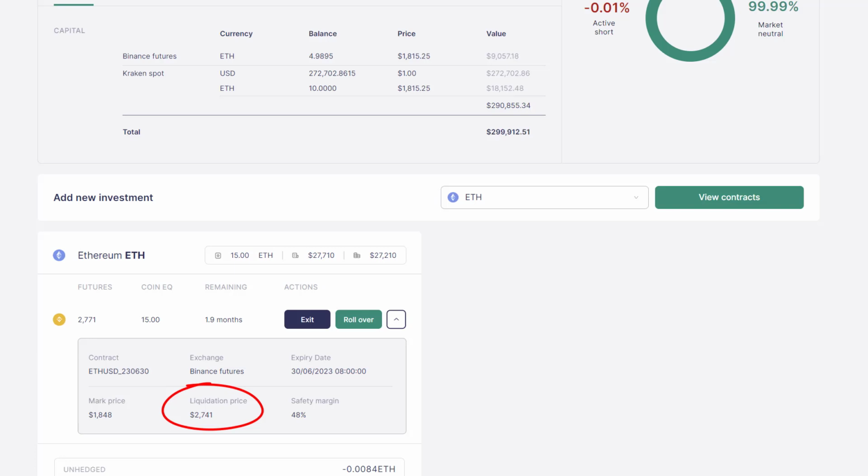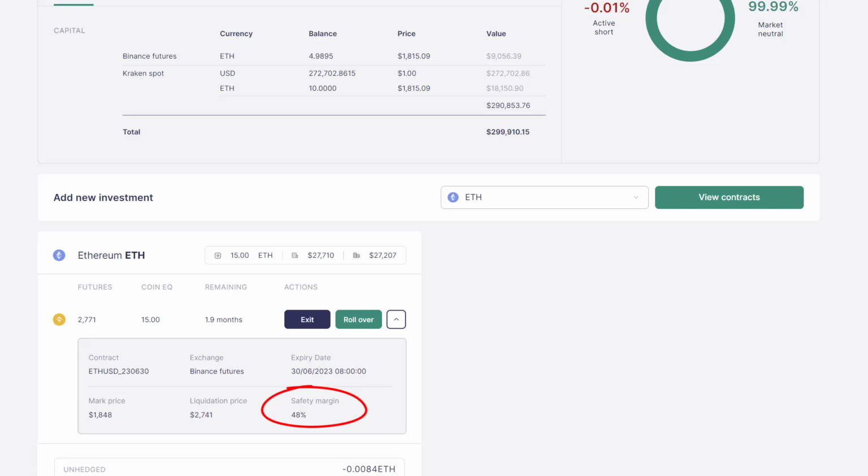It is determined by the exchange based on the amount of collateral that you have in your futures account, the margin requirements of the exchange, and the nominal value of your futures position. The safety margin shows how far the liquidation price is from the current mark price. As you increase your futures position, your margin requirement will increase as well. This will result in a liquidation price which is closer to the current mark price.